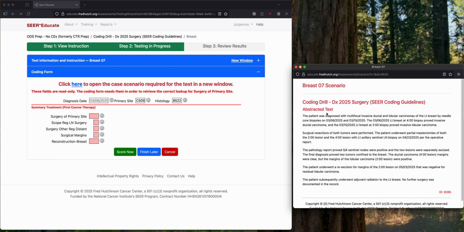Scenario. Patient diagnosed with multifocal invasive ductal nodular carcinomas of the left breast. Left breast needle core biopsy on 3/6 and 3/15.